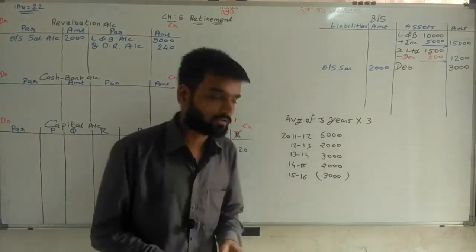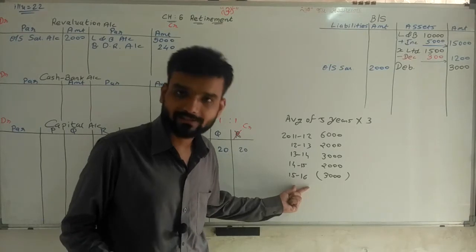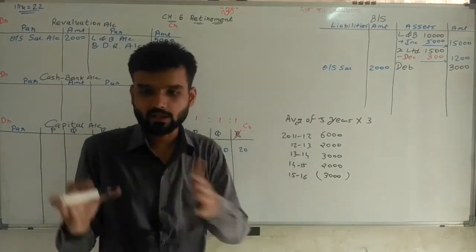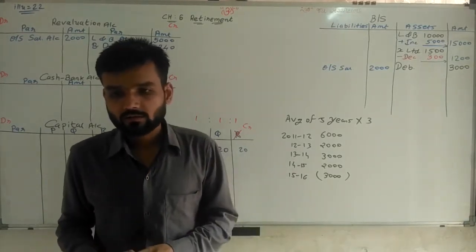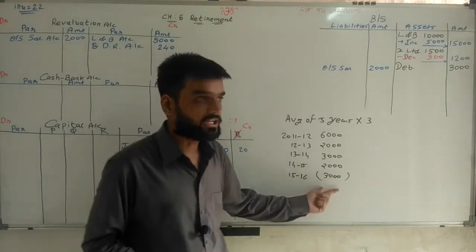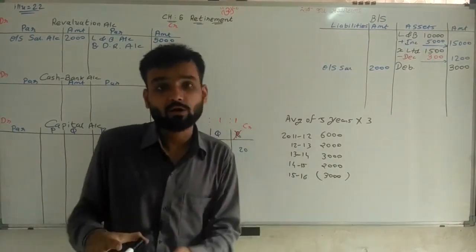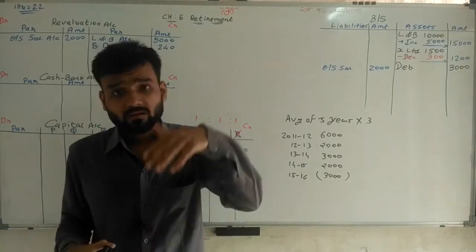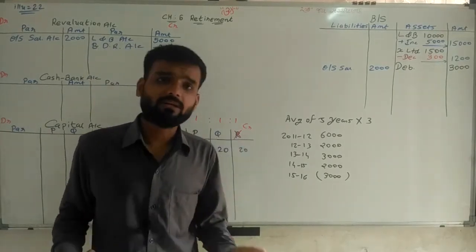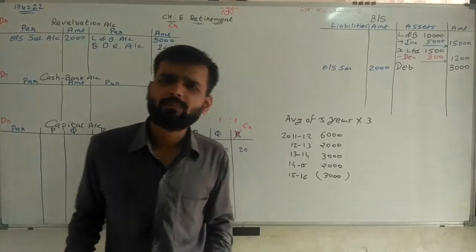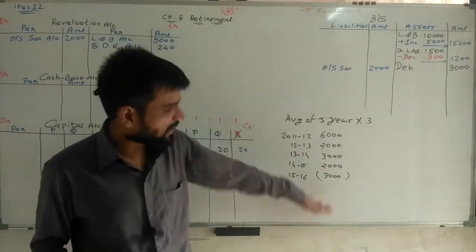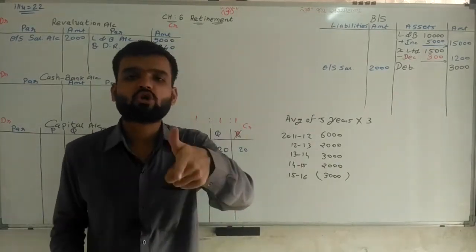because the balance sheet is given at the end of 2016. So the 15-16 year balance sheet is given. So its profit is considered here, but here the P&L account is on the asset side, a debit balance. Debit balance means loss. Simple. Now we have 5 years' profit. Find the average of 5 years.